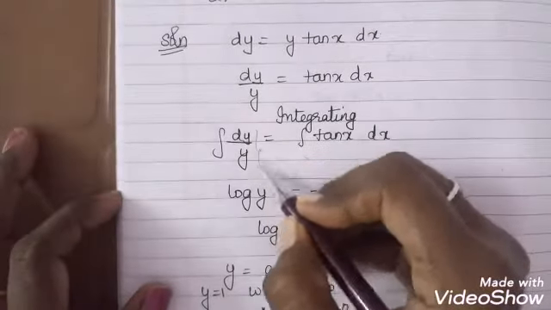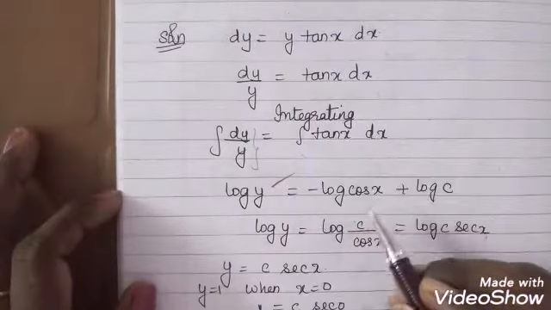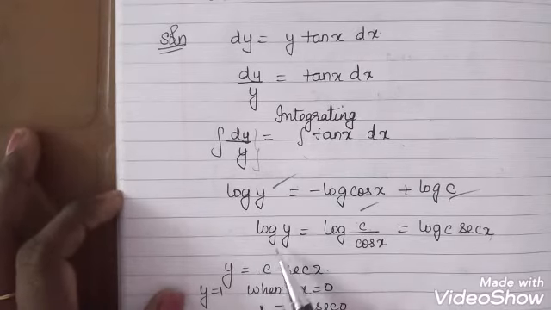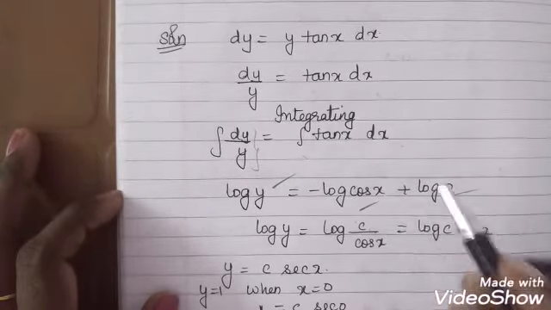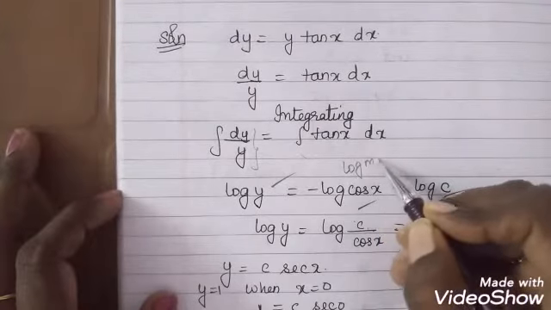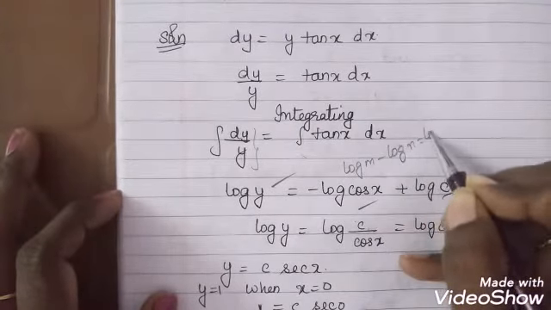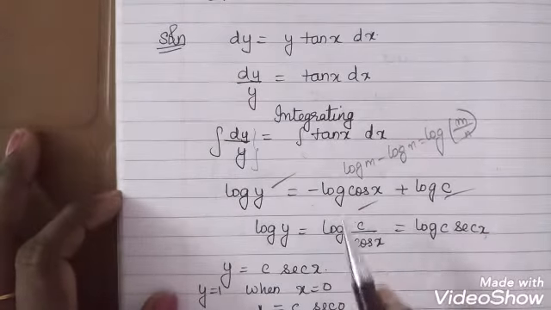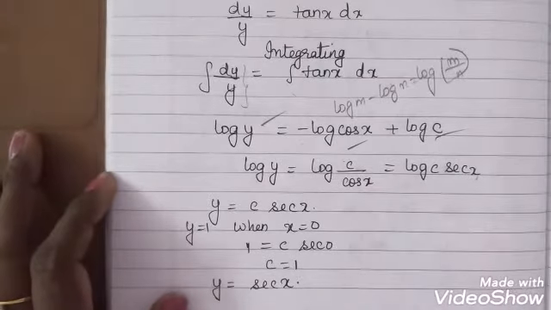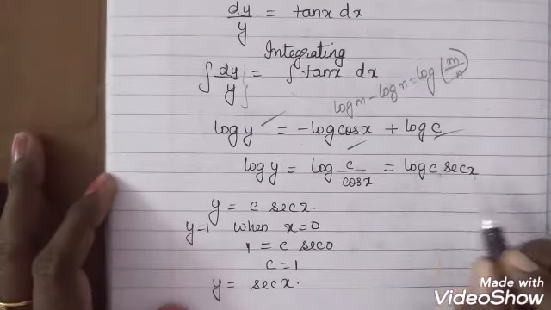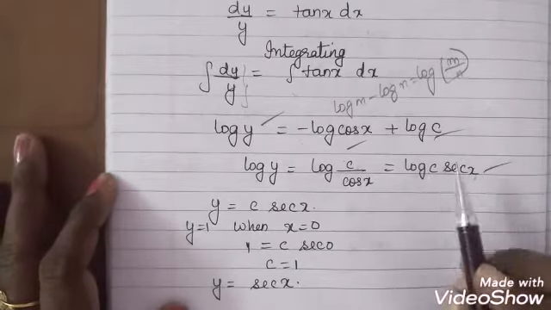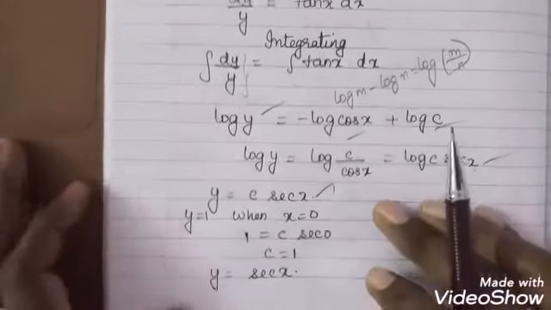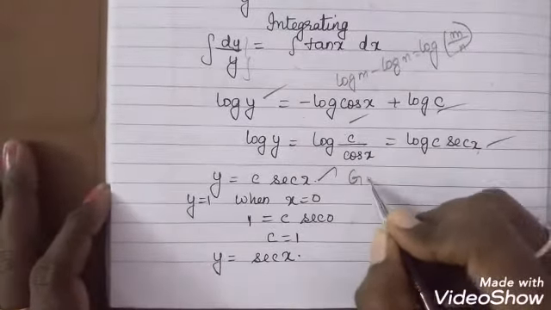So what is integral of dy by y? It's nothing but log y. You know what is integral of tan x? That's nothing but minus log cos x plus log c. Okay, so I can write it as log y is equal to, here again I am using the formula log m minus log n. What is it equal to here? It is equal to log of m by n. So how do I write here? Log c minus log cos x. I can write it as log of c by cos x. So what will I get? It's log of c into 1 by cos x, which is nothing but secant x. So I can write it as log c secant x. So you will have y is equal to c into secant x you get here. So here this is your general solution.